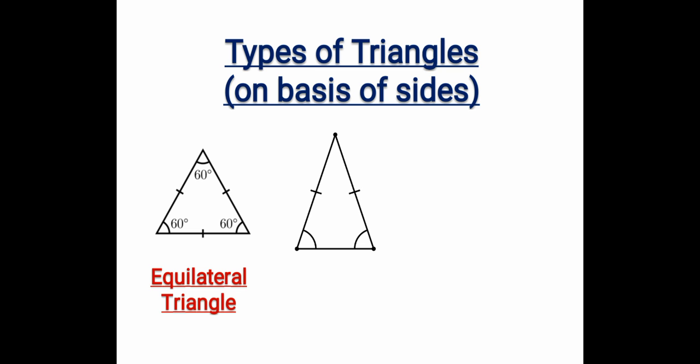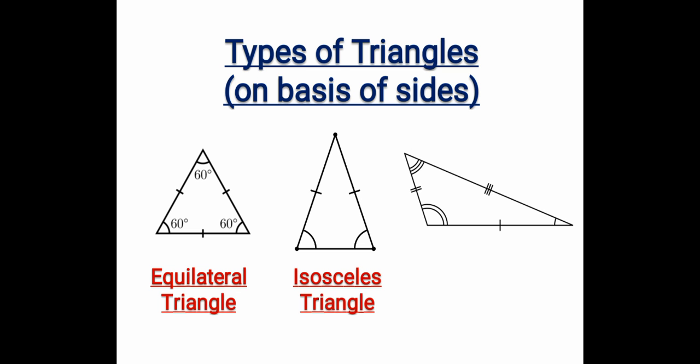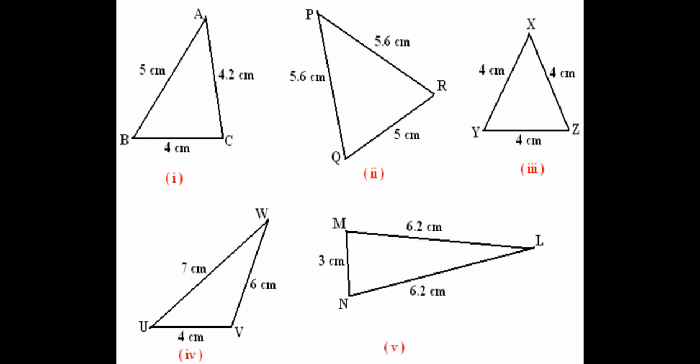And in the second one, here you can observe any two sides and any two angles are equal, so this we call an isosceles triangle, okay. And in the third one you can see neither the three angles nor the three sides are equal, so this we call a scalene triangle, okay.